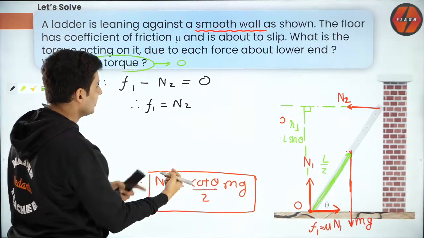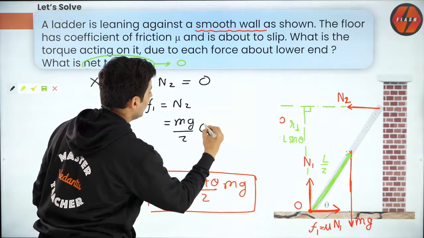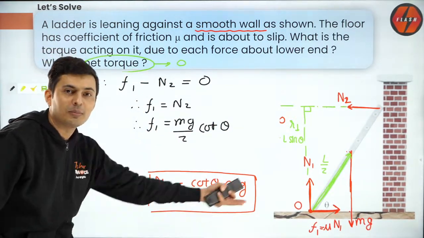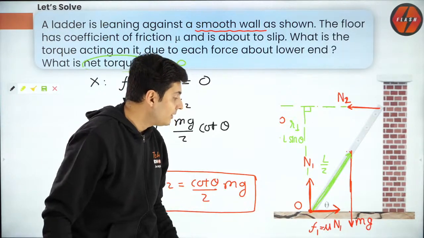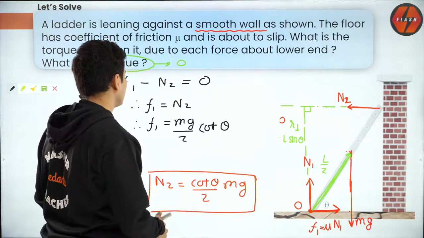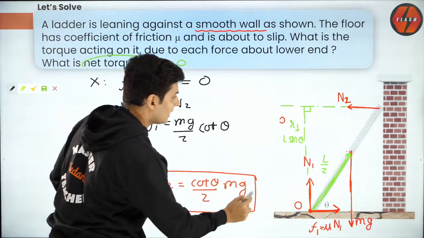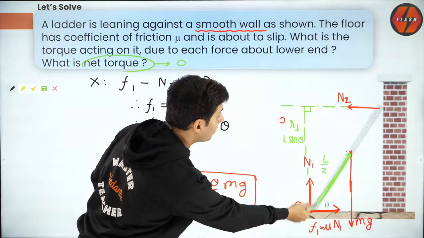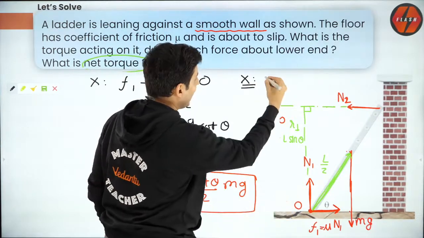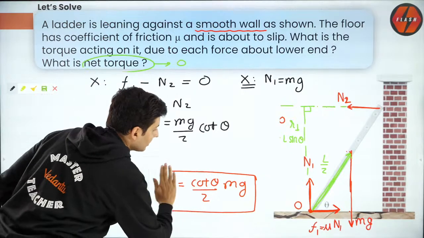And what is N2? Oh, this one. So it is nothing but mg by 2 cot theta. Excellent. I got the value of friction also. So simple. Now I know the value of friction. I know friction is also mu N1. Acha. So can I use it somehow? Yes. Why not? So let's use that. Friction, normal is nothing but going to be mg. Check it out. In y direction, N1 is going to be equal to mg. So why not substitute it?